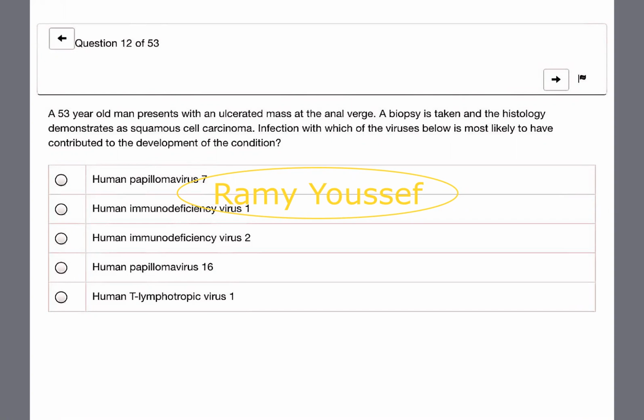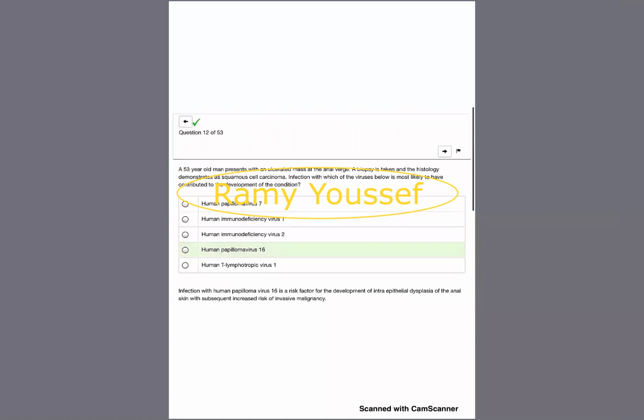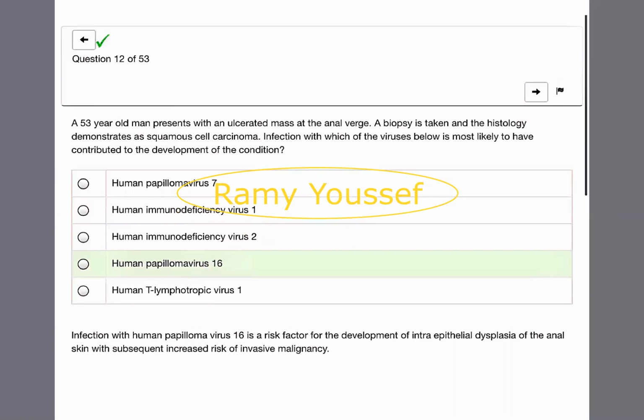Human papilloma virus 16. And the other one is? Two human papilloma viruses are very common for this cause. I don't remember, actually. Okay, 16 and 18. Okay. So here, human papillomavirus 16 is the most common associated virus with cancer of the anal verge.